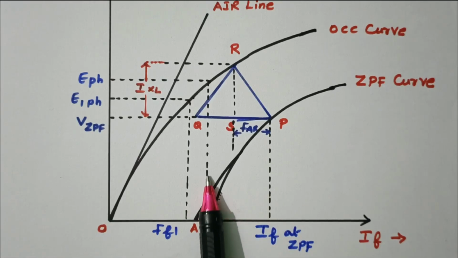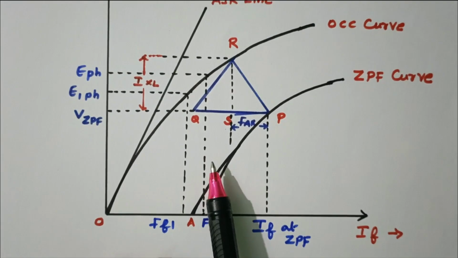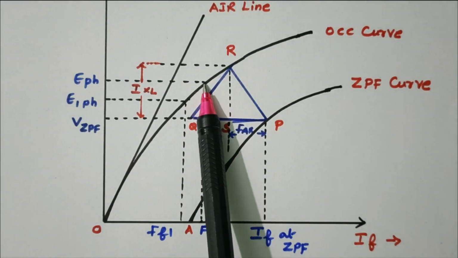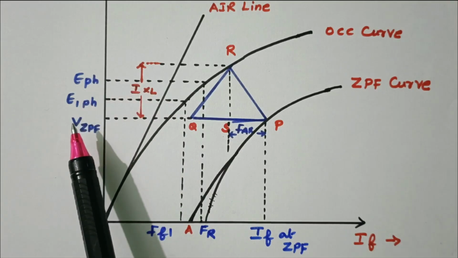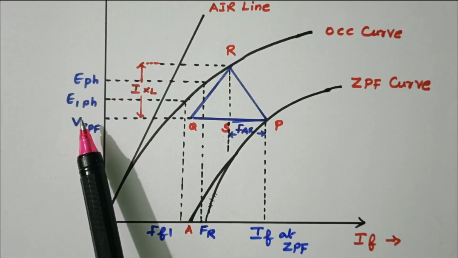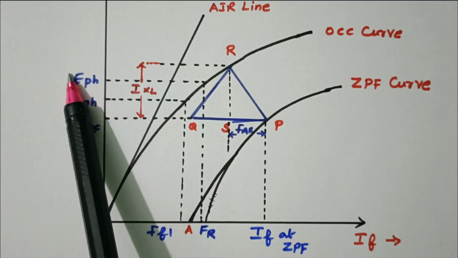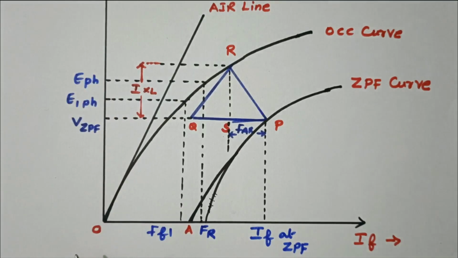From FR, draw the vertical line where it cuts the OCC curve, draw the horizontal line, that will give the E phase. E phase value. From E phase we are able to find the voltage regulation. So our final aim is to find the E phase.